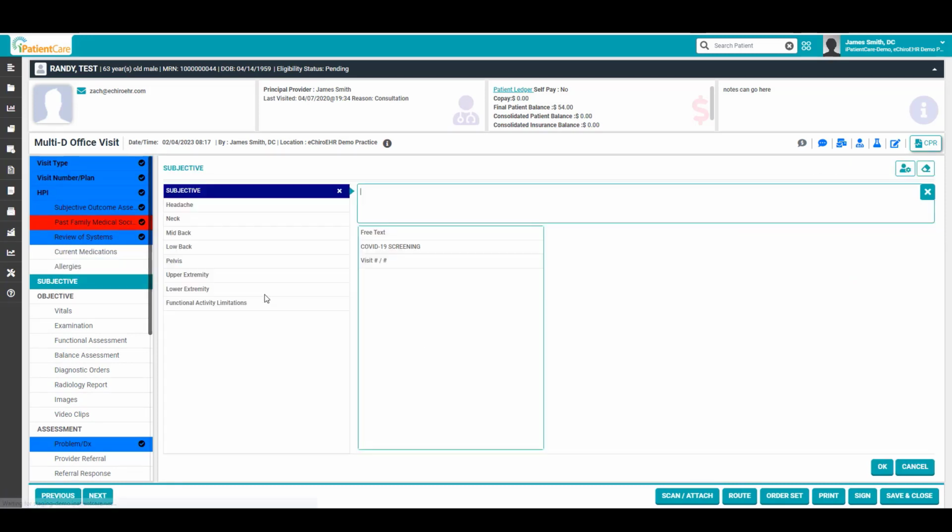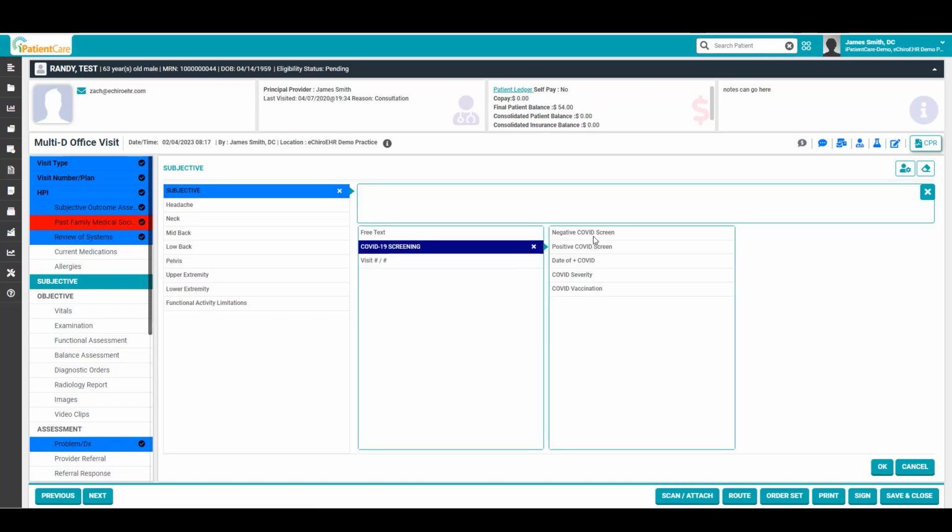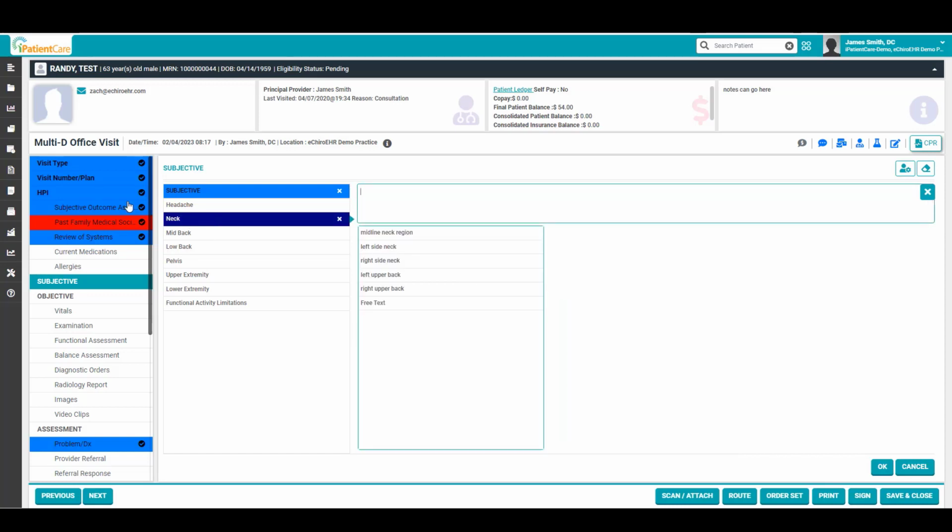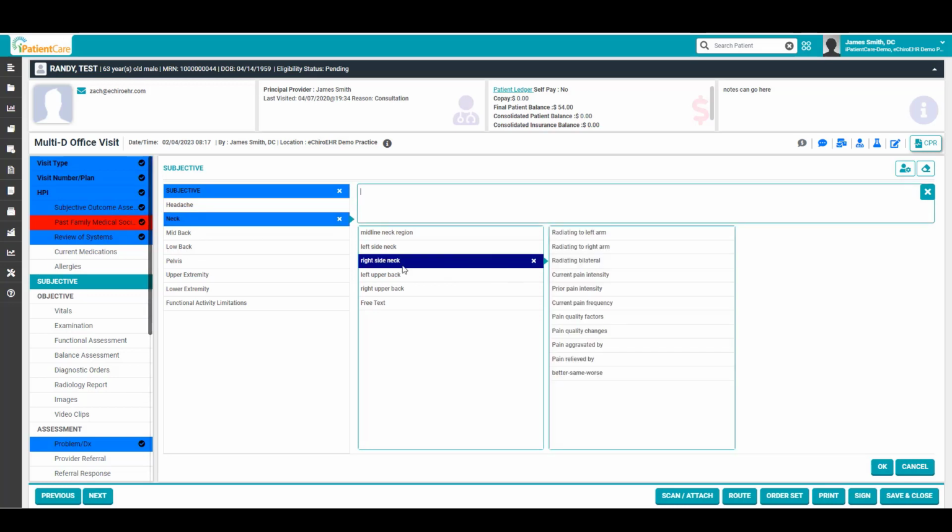Subjective section. This is the section that you would identify the chief complaints. So simply by selecting that the patient had a negative screen or any other information you would like to also document regarding COVID for the patient can be done in this section. Next, you would select that chief complaint, which we said early on in the history of present illness was neck, and you can begin to describe that chief complaint.